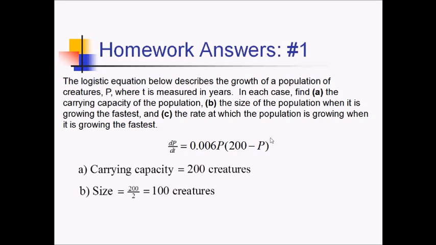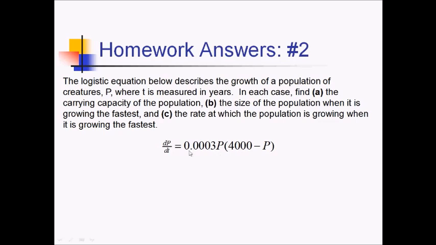And then finally, the rate at which the population is growing when it's growing the fastest. Well, we're just plugging 100 back into the differential equation to find that, since this already gives us the rate. So 0.006 times 100 times (200 − 100). So this is going to be, let's see, 0.006 times essentially 10,000, which is going to be 60 creatures a year.